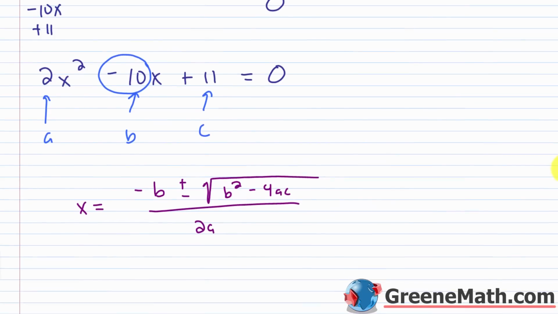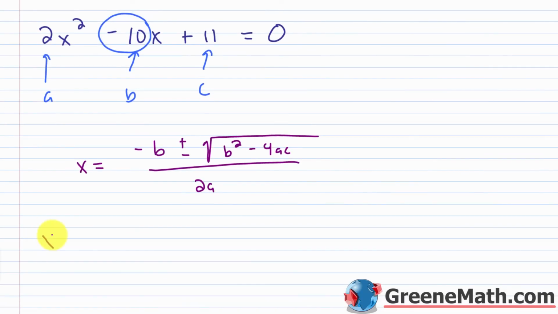Let me scroll down a little bit, and we're just going to plug in. So we're going to have x is equal to, b is negative 10. So the negative of negative 10 is 10, plus or minus the square root of, if I square negative 10, I'd get 100, minus 4 times, for a I have 2, for c I have 11. 2 times 11 is 22. 4 times 22 is 88. 100 minus 88 is 12. This would be the square root of 12 here. And then this is all over 2a. Again, a is 2. 2 times 2 is 4.